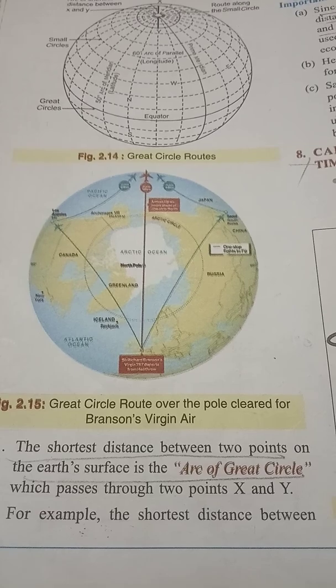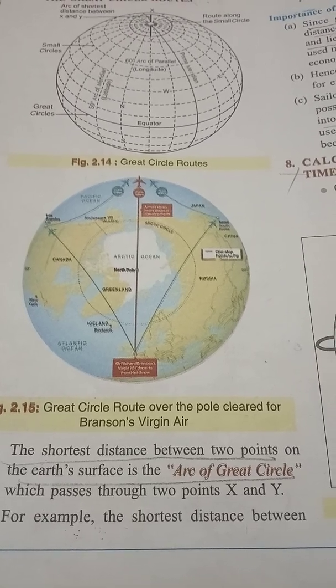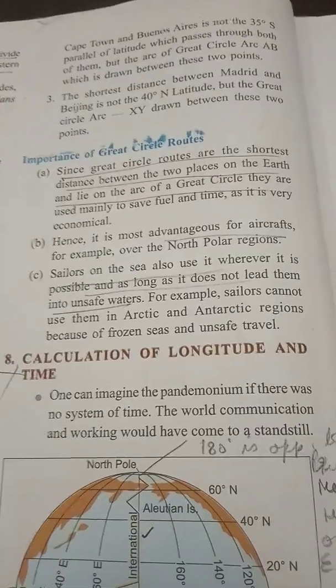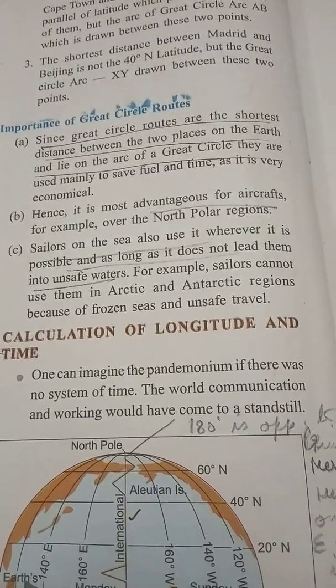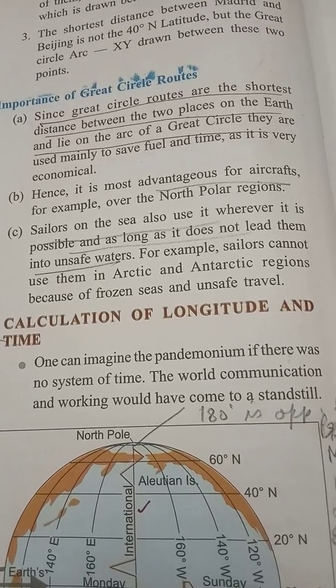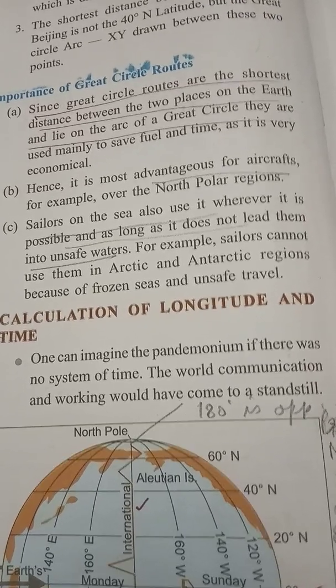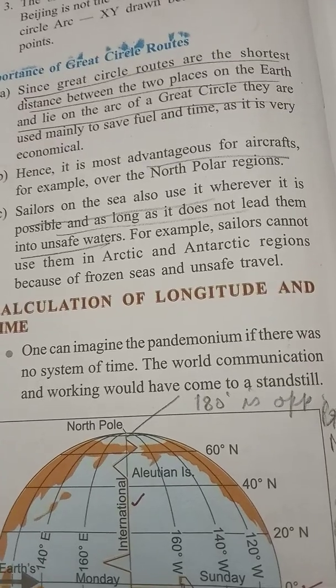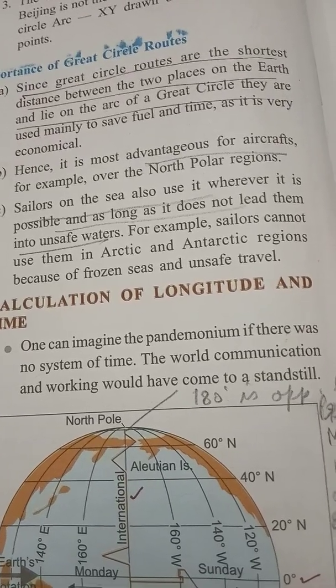So the great circle routes are the shortest distance between 2 points on the earth's surface, known as the arc of a great circle. This shortest distance is mostly followed by the aircraft, and sailors also follow it wherever it is possible and wherever it does not lead to the unsafe waters.